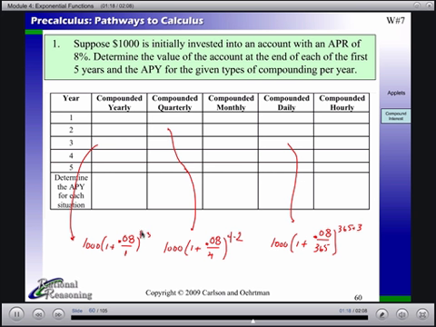Take your growth factor, which is 1.08, and that percent is your... See, when they give us a yearly, that's that on all of these.